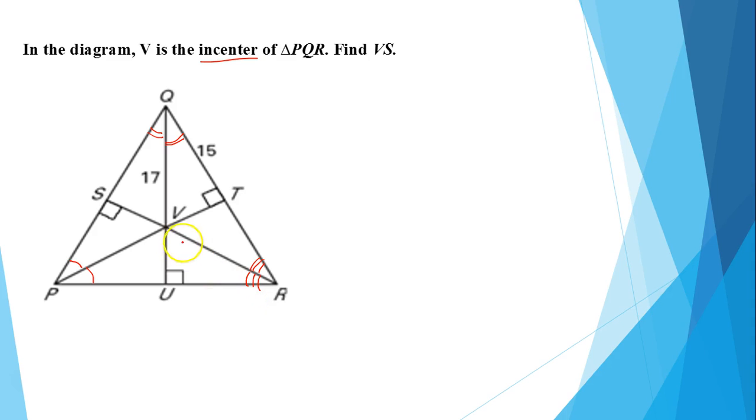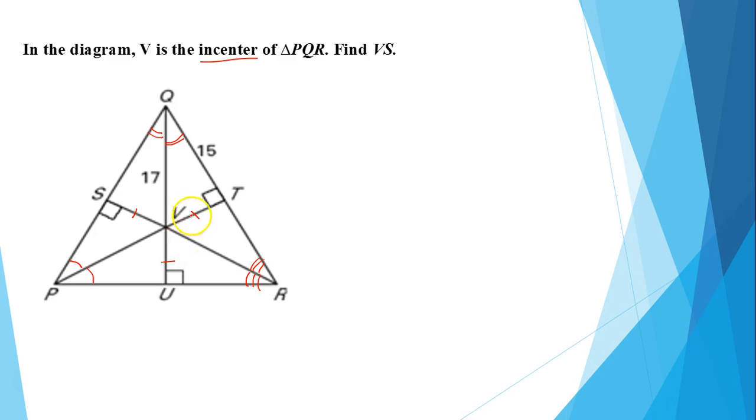It says in this diagram, V is the incenter of triangle PQR. Find VS. So VS right here. If you go back to 5.3, there is something called the incenter theorem. It states that the incenter is equidistant from all the sides of the triangle, meaning from this point perpendicular to this line, this segment is congruent to this one and is congruent to that one.